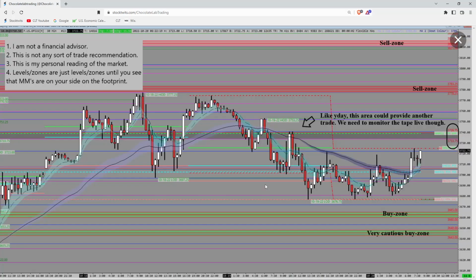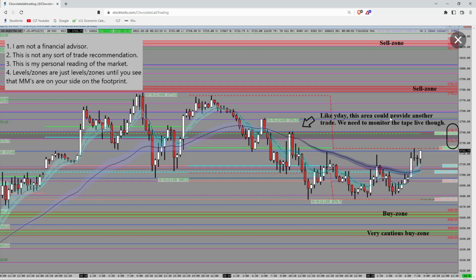All right, so this was the daily plan. No change in levels from yesterday, except I removed one level, but still same buy zones, same sell zones, and this is where I took the trade. As I said, like yesterday, the RTH high day was in this pivot area.